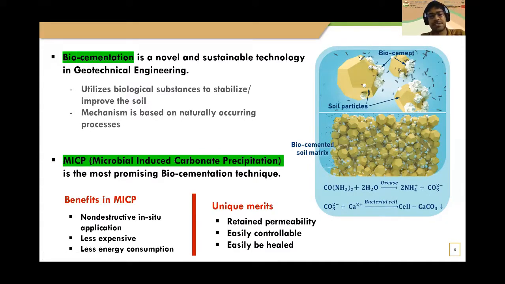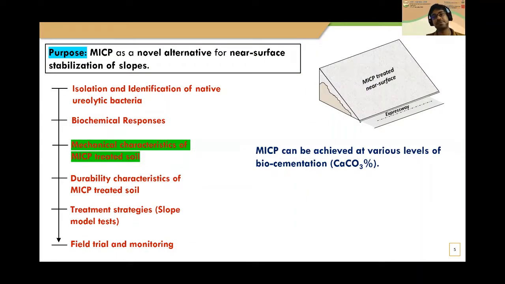There are a number of benefits in the MICP technology. It can be implemented as a non-destructive method, and it's also a less expensive and less energy consuming method. In addition to that, there are several unique merits such as retained permeability, being easily controllable, and easily healed. The purpose of this research work is to introduce MICP as a novel alternative for near surface stabilization. In this paper, I'm presenting mainly the mechanical characteristics of MICP treated slope soil.